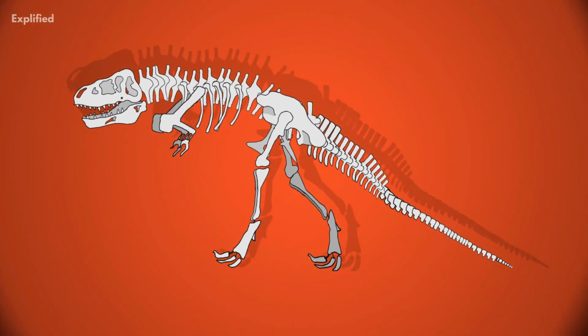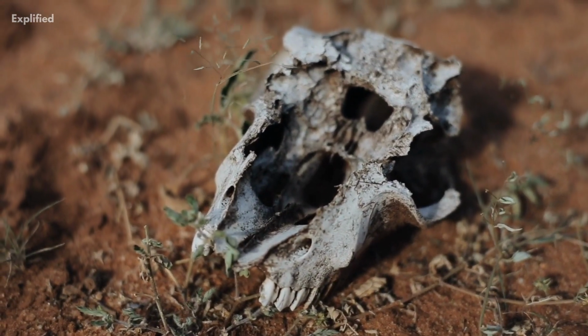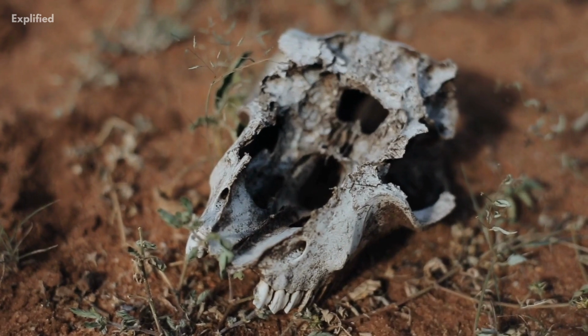Throughout the Triassic, new land animals appeared. Both the earliest dinosaurs and the first genuine mammals arrived by the end of the Triassic Era.